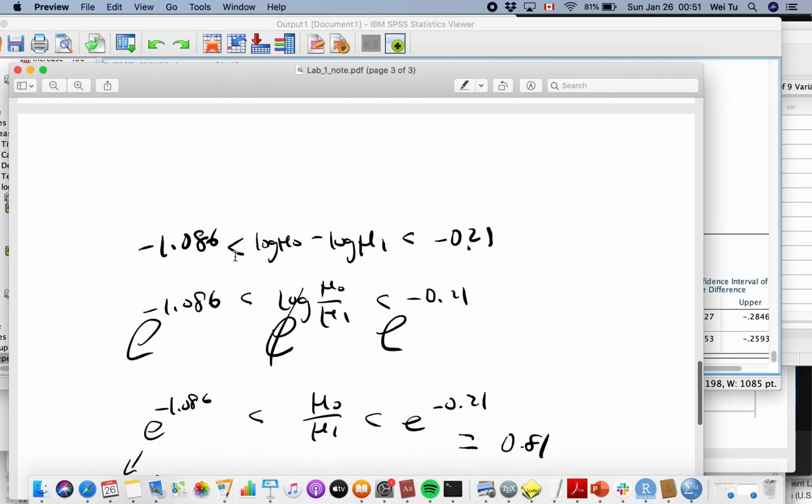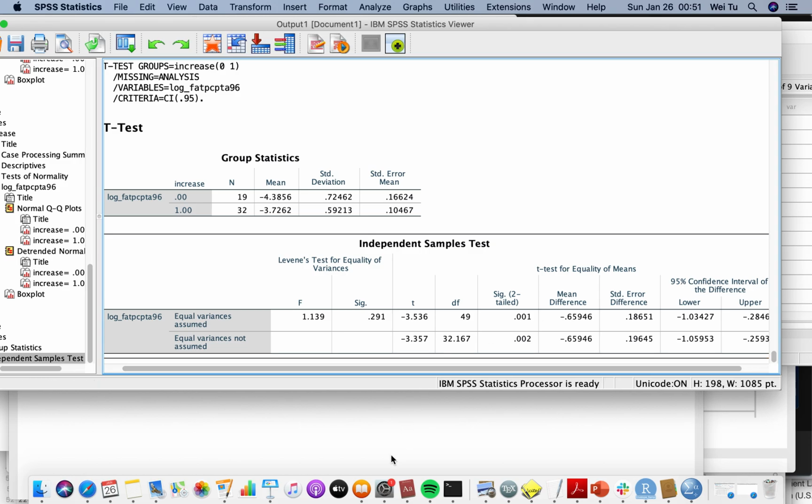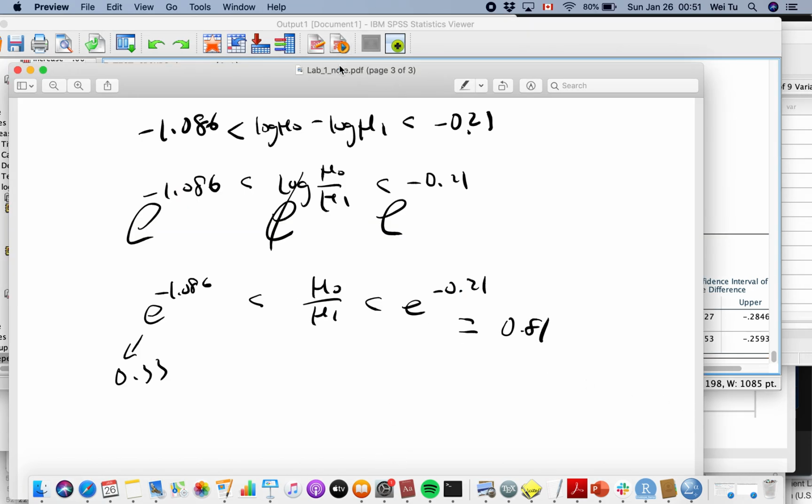Then you do the same thing for the confidence interval. You take the exponential of the lower bound and the upper bound, and you get the confidence interval for the ratio. And that's pretty much everything. It's quite simple, right?